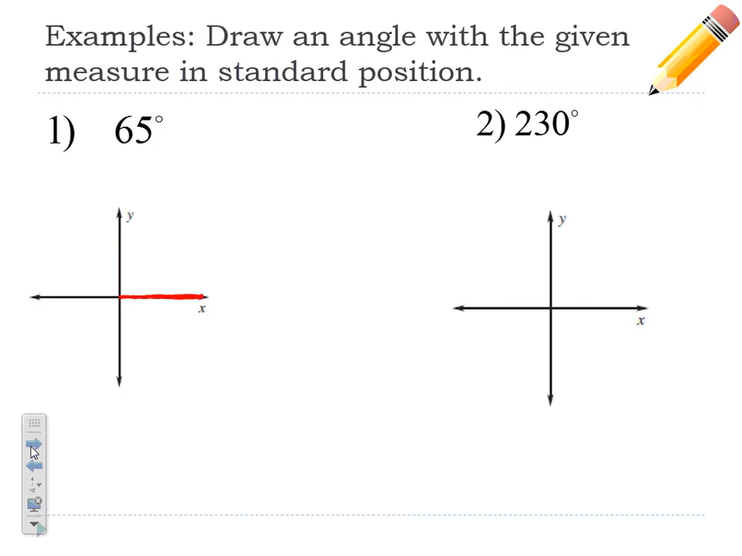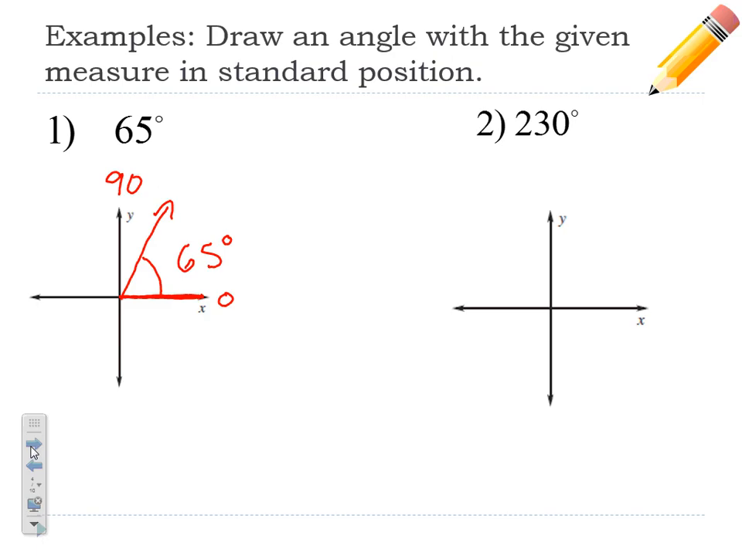Now, when I draw my angles, I know it's 65. Here is 0. Here is 90. So I know it's going to be somewhere between 0 and 90, closer to 90 than 0. So I like to draw my terminal side first, and then I add in my angle. This is 65 degrees.